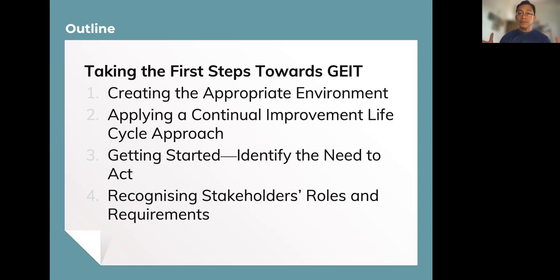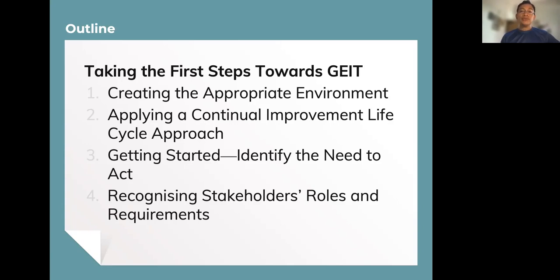The second is that you need to apply an approach that is already provided by ISACA, the 7-step improvement approach that we will learn after this. It is called the continual improvement life cycle approach, and it has 7 steps. Then we need to get started. You need to identify the need to act, which means you will have the motivation. You will need the drivers and the background to implement IT governance and management in the organization.